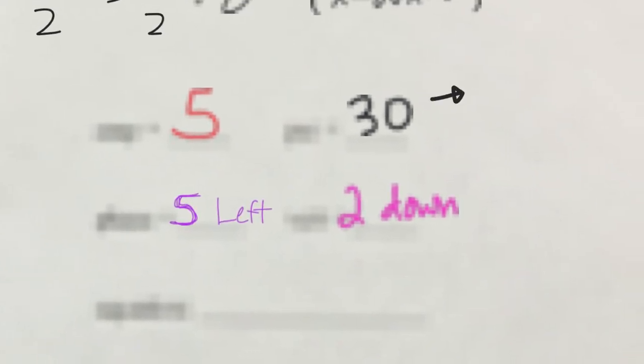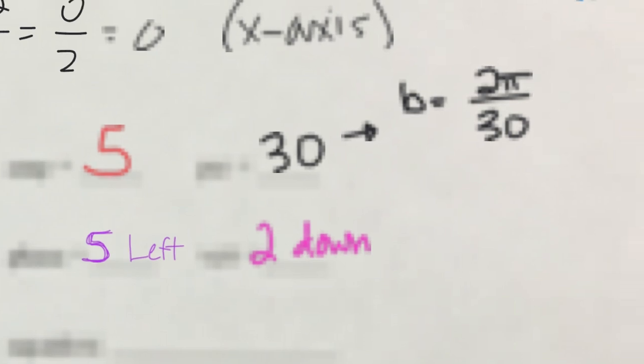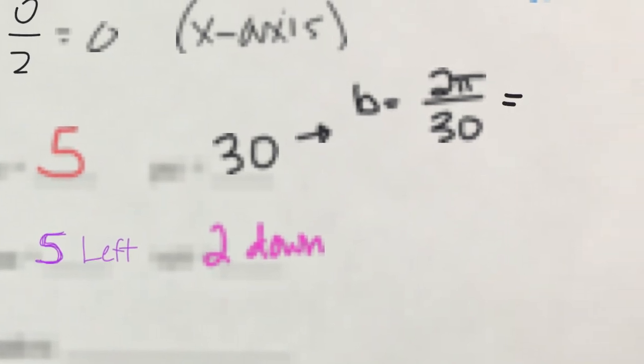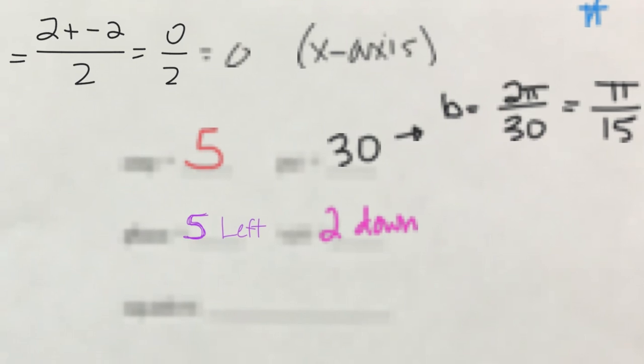So first, let's come over and calculate your b value. B is always 2 pi divided by the period. 2 pi divided by the period. So 2 over 30 reduces to 1 over 15. So that's going to be our b value. All right. Y equals. Starts off with an amplitude.